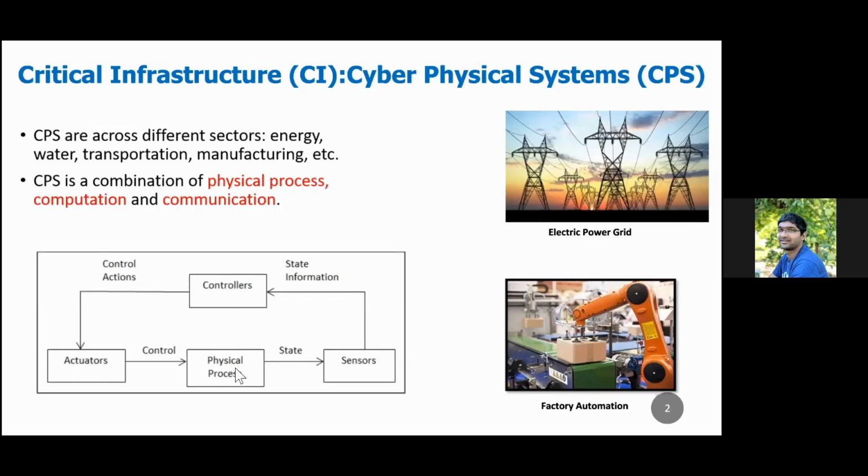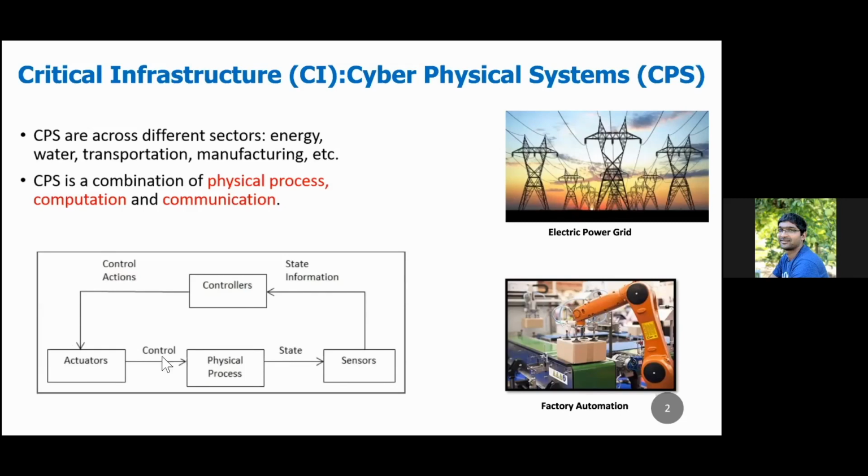The state of the physical process is collected by sensors, and this information is sent to the controller through a communication channel. The controller is nothing but a computer, an embedded computer. We call it a PLC, programmable logic controller. Based on the control logic, this controller computes the action for the actuators and sends it through another communication channel. And actuators eventually change the physical process.